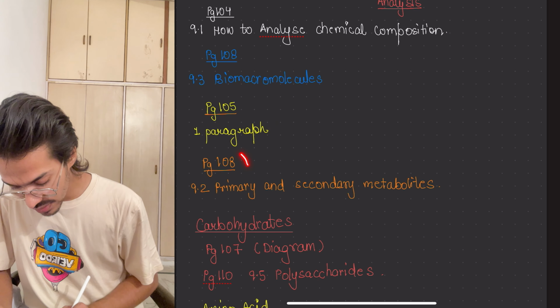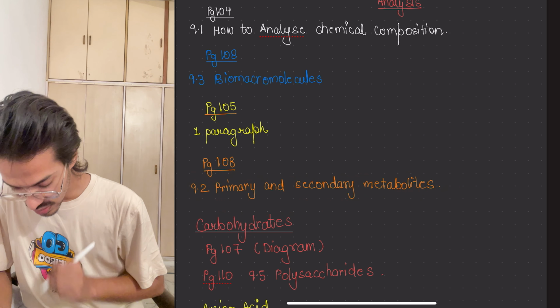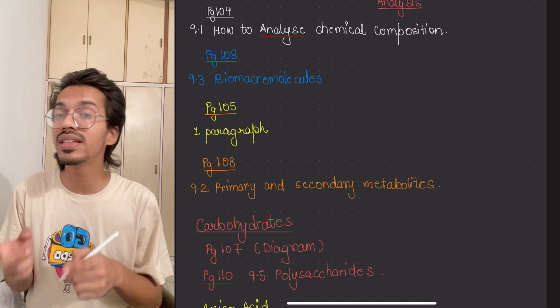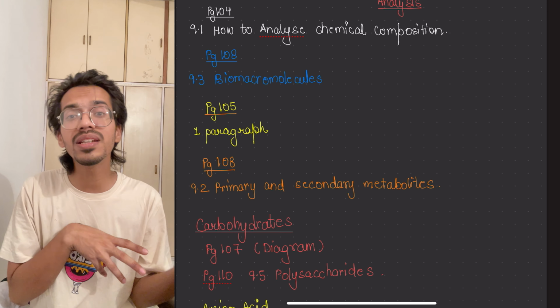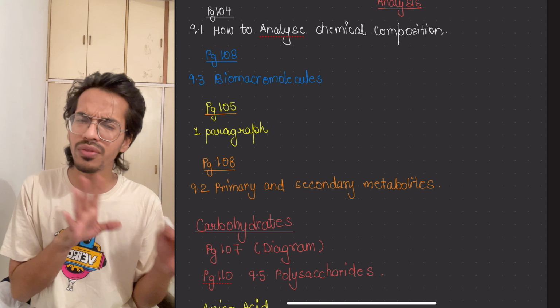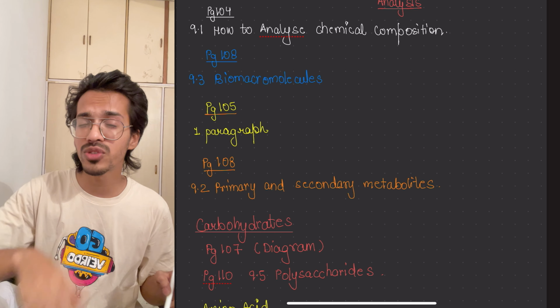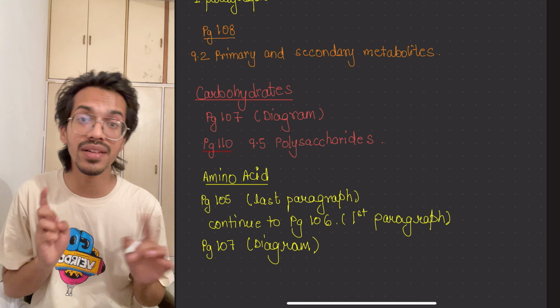When you complete it, go to page number 108 and study topic 9.2, which tells that more than these biomolecules like carbohydrates and the others we're going to study, there are secondary metabolites also present, which you just have to remember. Once you are done with the analysis, the first topic was carbohydrates. So we will see what is given about carbohydrates in NCERT.